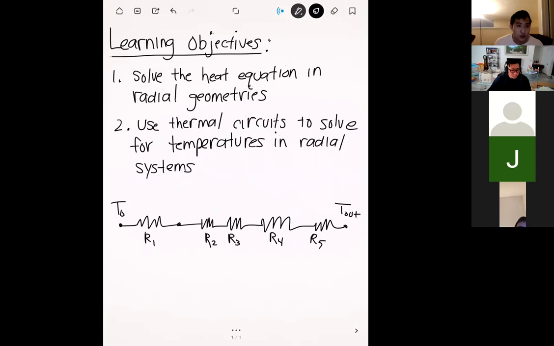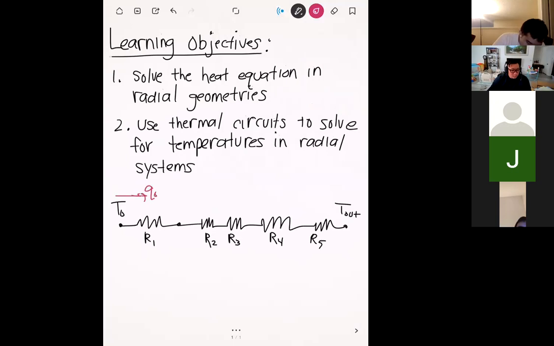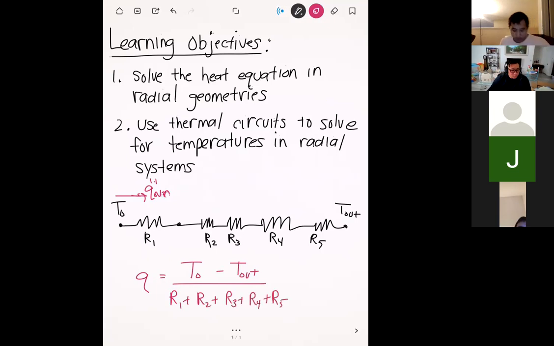And then what the homework problem also tells you is that you have a heat flux coming in through the entire circuit. So in red right here, we have q double prime. Heat's going from left to right. And so what you do from here is you set up the heat transfer equation for this circuit. For a circuit, the heat transfer rate is equal to the difference in temperatures, which in this case is T0 minus T out, divided by the total resistance in between T0 and T out. In this case I have five resistors, so it'd be R1 plus R2 plus R3 plus R4 plus R5.